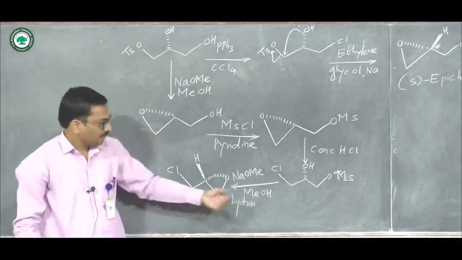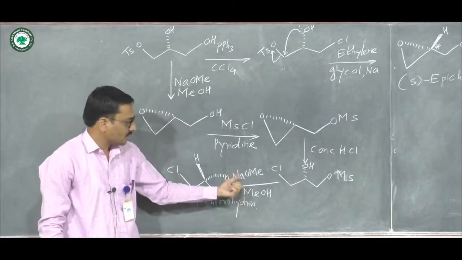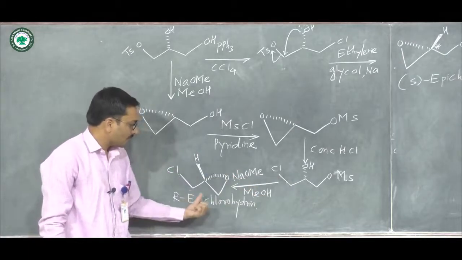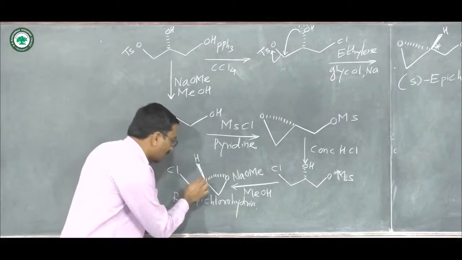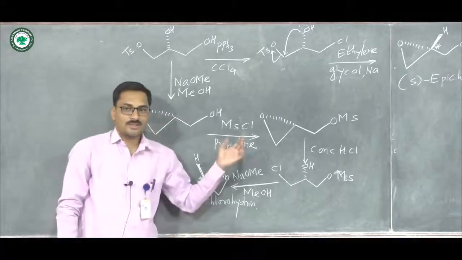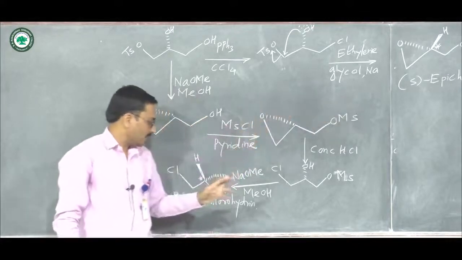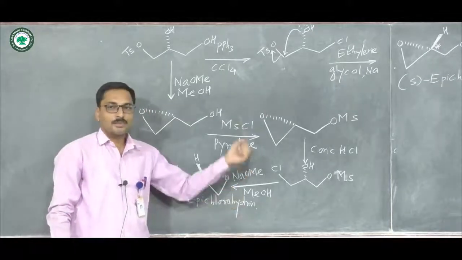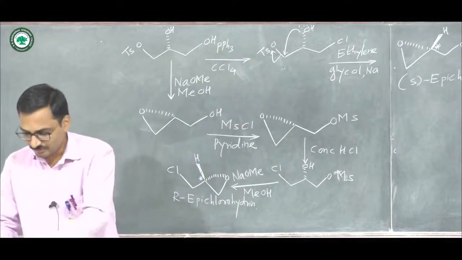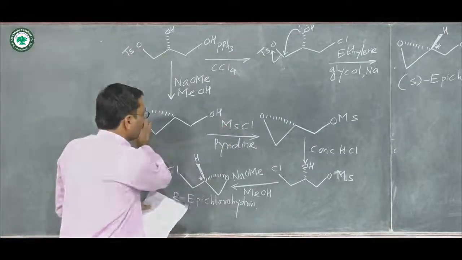In the last step, this chlorohydroxy compound reacts with sodium methoxide in methanol. There is formation of R-epichlorohydrin. This carbon is again a chiral center having R configuration. In this way we synthesize S-epichlorohydrin as well as R-epichlorohydrin using the D-mannitol structure. Then we will see the synthesis of the next target molecule.